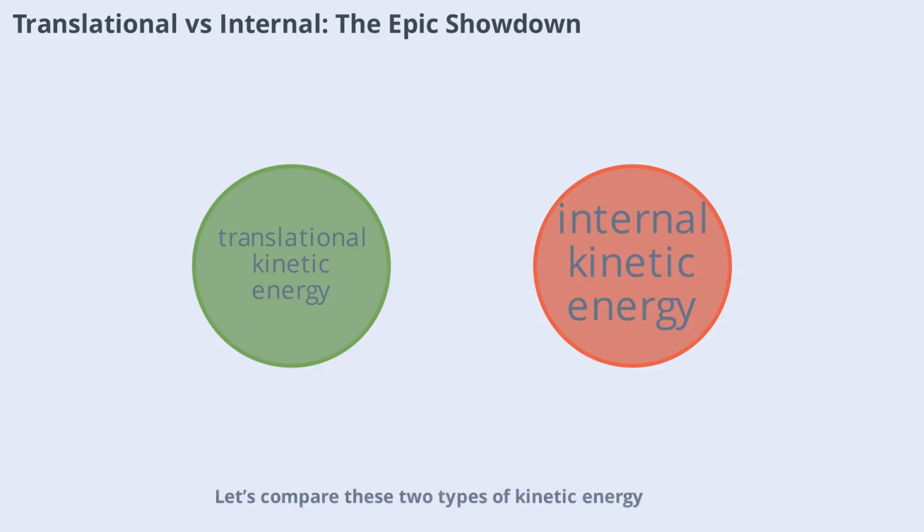Let's compare these two types of kinetic energy. Translational kinetic energy is about the whole object moving, like a baseball flying through the air. Internal kinetic energy is about the tiny particles inside an object moving, which you can't see without special equipment. Translational KE uses the simple formula 1/2 mv², while internal KE depends on temperature and is much more complex.